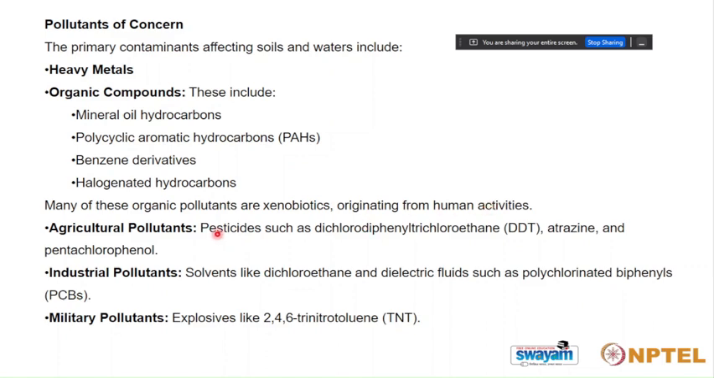Specifically, agricultural pollutants like DDT, atrazine, and pentachlorophenol. These are pesticides, and these contaminants can contribute to land and water contamination. And other industrial pollutants like different solvents, dichloroethane, and polychlorinated biphenyls can act as contaminants. And explosives can also act as water contaminants or land contaminants.